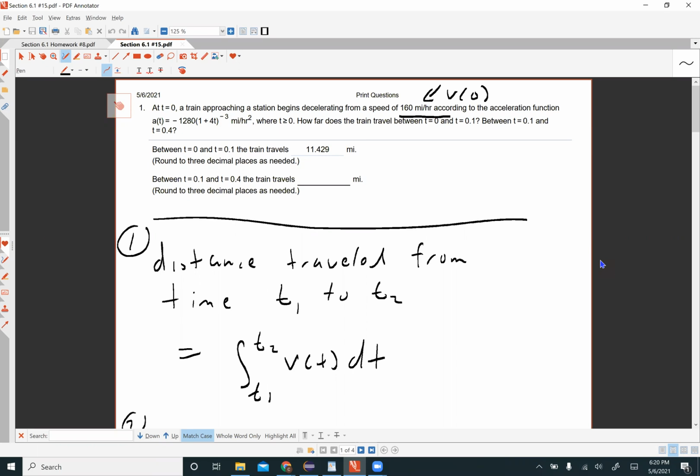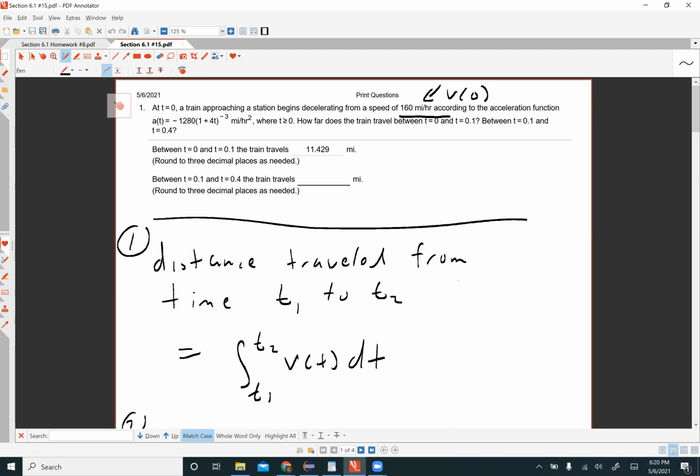So the distance, let's say we have some kind of velocity function. This is actually a problem from the book, the online homework, problem number 15 from section 6.1. But that's basically the formula I have right there. The distance traveled from time t1 to time t2, let's say we start at some time t1 and end at time t2, is the integral from t1 to t2.